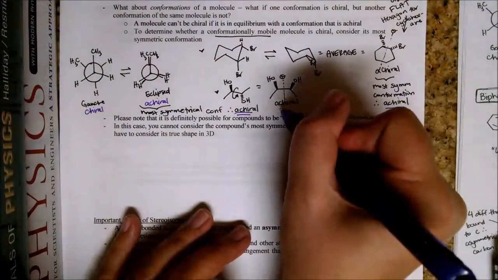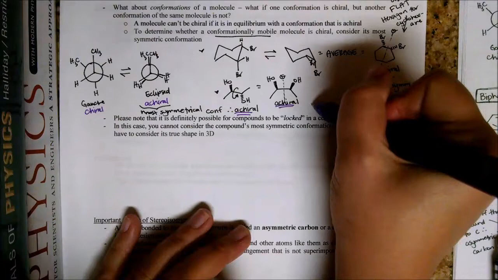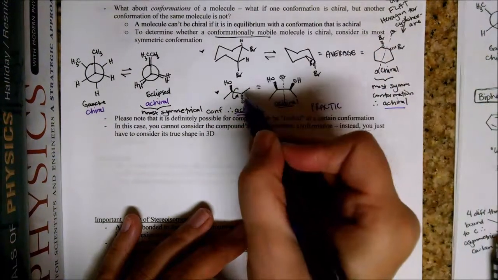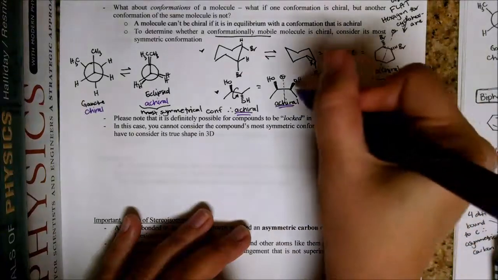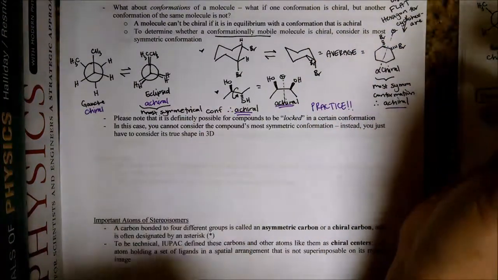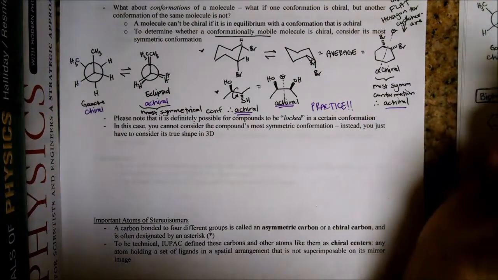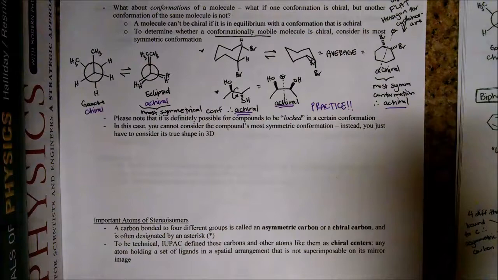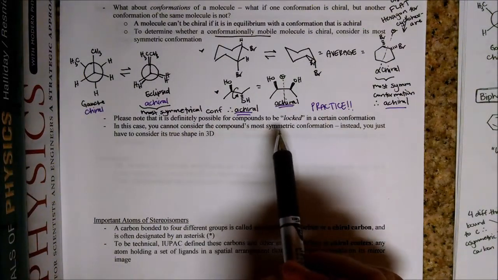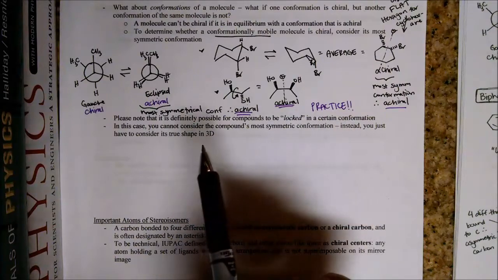Because if it can be achiral, it is. If it can. And my tip is to practice. I knew that if I bring this carbon up, that OH is now going to go forward. How would you know that? After practice. So practice, practice, practice in terms of trying to figure these ones out. But please note that it is definitely possible for compounds to be locked in a certain conformation.